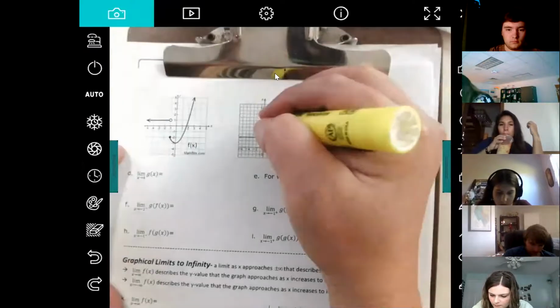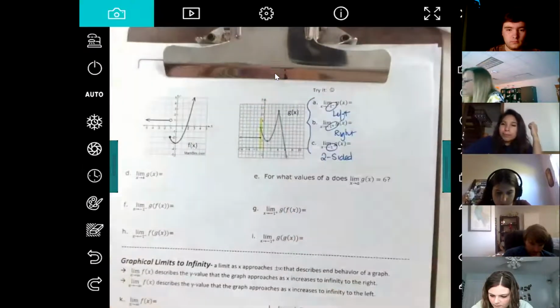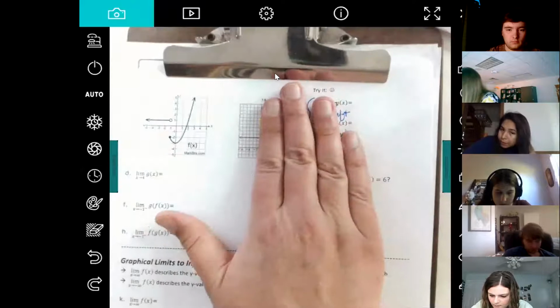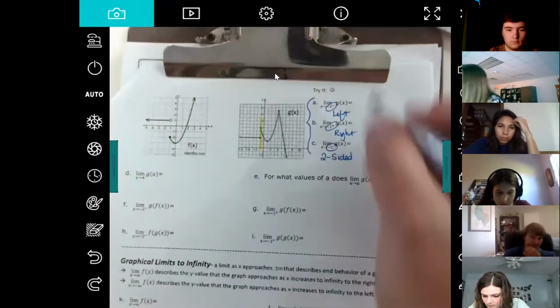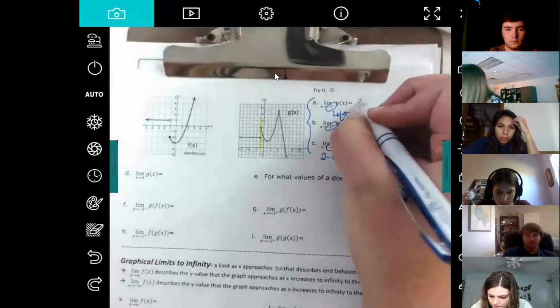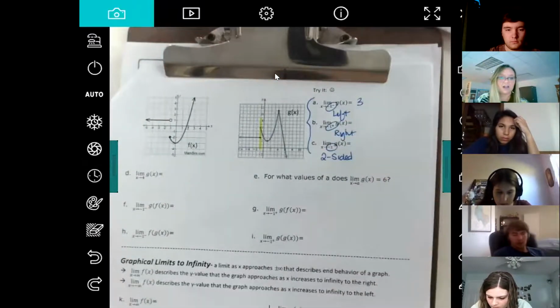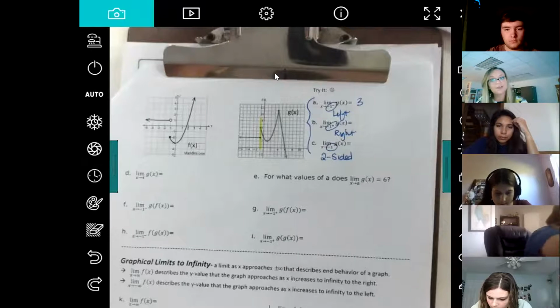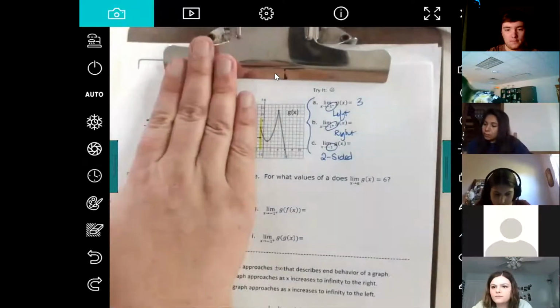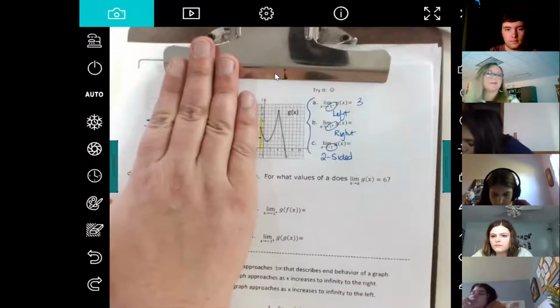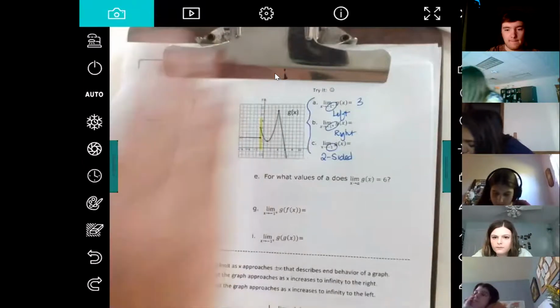I can pull out my ruler if I need to, but I'm looking at that side. It looks like it's at a height of about 3. So I'm going to write that down for my left limit. Remember, for a left-sided limit, I cover the right side. And now when I want the right-sided limit, I'm going to cover the left side. Covering this side here now, I don't know if you can quite see that, but that's a height of 6, I think.